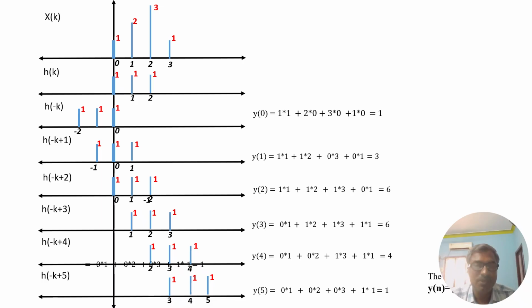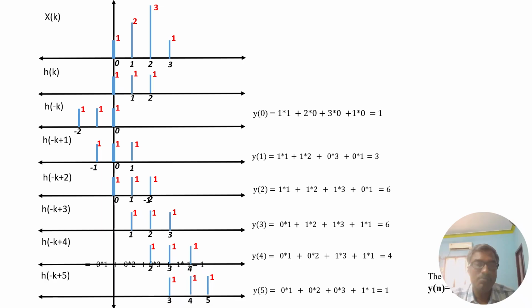Then in a similar way, h of k is plotted. At n equal to 0, the magnitude is 1. At n equal to 1, the magnitude is 1. And at n equal to 2, the magnitude is 1. Then h of k is time reversed. When it is time reversed, the samples we get are: at n equal to 0, the sample value is 1, at n equal to minus 1, the sample value is 1, and at n equal to minus 2, the sample value is 1.